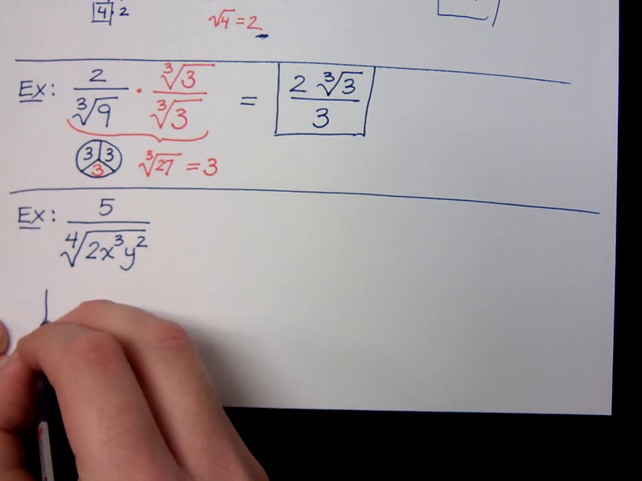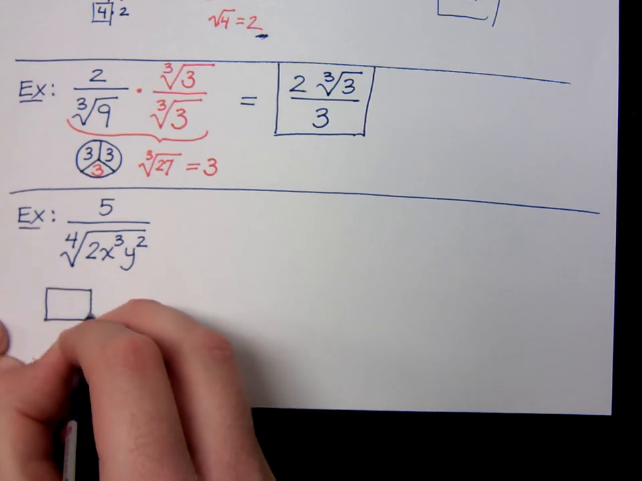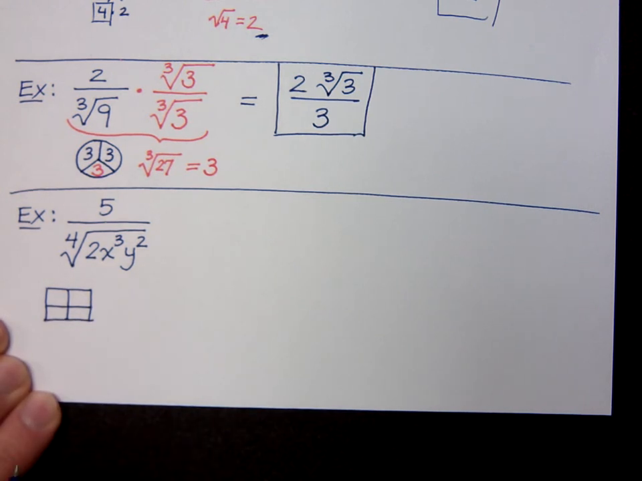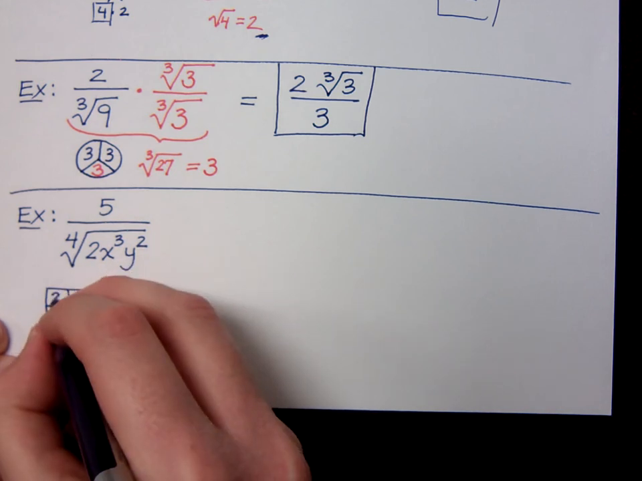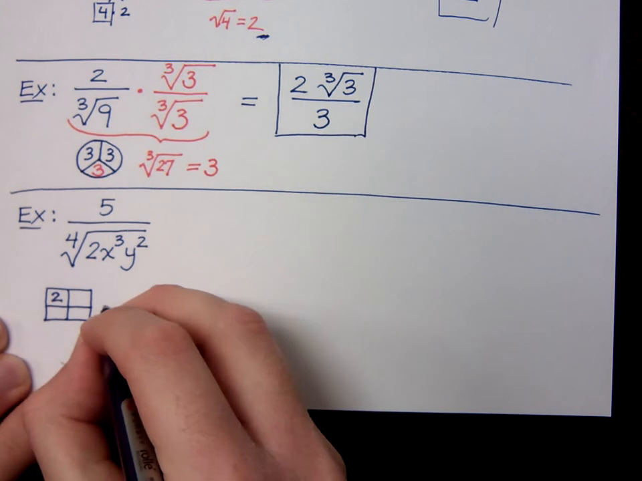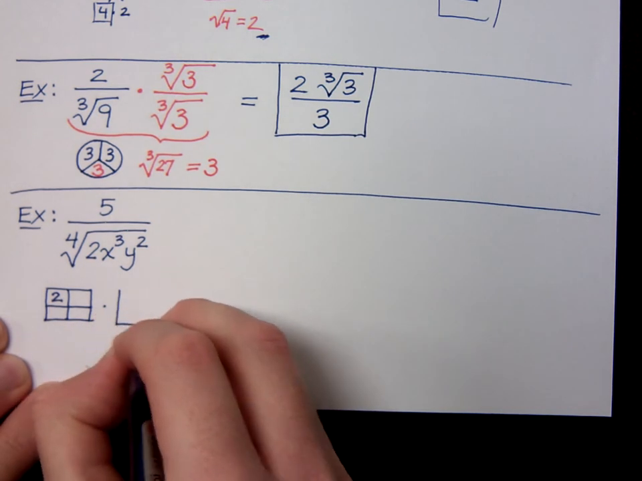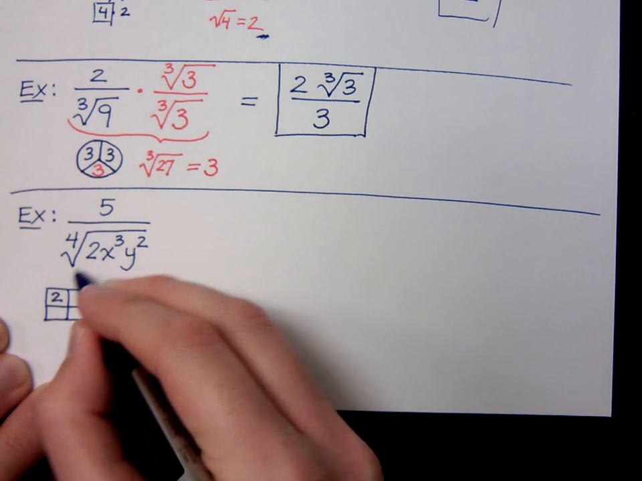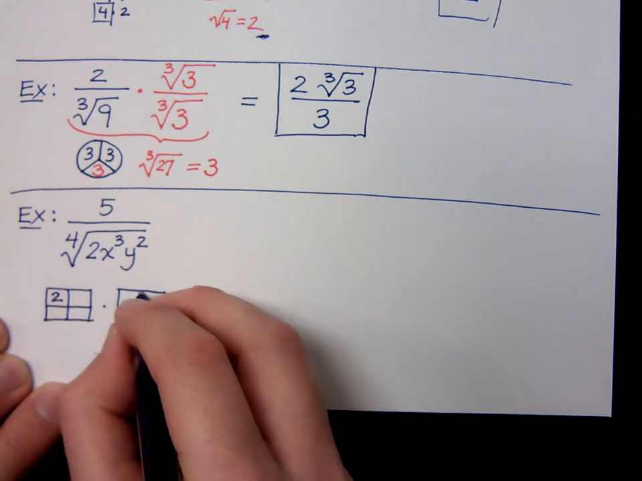Now when I draw these diagrams, I'm just going to draw little boxes here, like this. How many factors of 2 do I have? I've got one factor of 2, right? Now why did I draw boxes that had 4 spots in them? It was a fourth root, so it needed to have things to the fourth power, right? I'm sorry, that was the 2 in front of it, this 2 right here. I've got one factor of that 2.